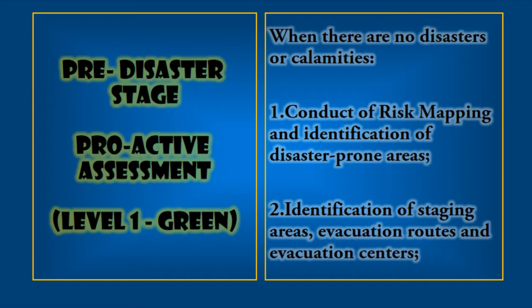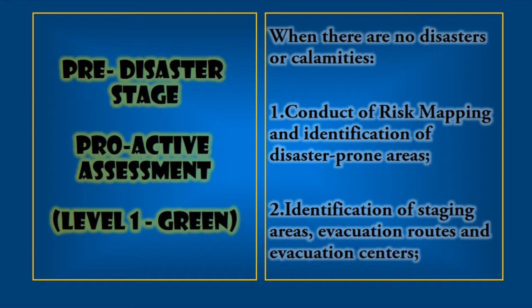So kailan ito? Ano yung gagawin in cases or in times of pre-disaster stage? So when there are no disaster or calamities, 1 is to conduct of risk mapping and identification of disaster-prone areas. Okay? So pwede nating maging study dyan is yung geographical location ng area. Okay? Yung lupa, okay? Yung level ng lupa, or yung kung malapit ba sa mga ilog, malapit sa mga dam, okay? Malapit sa ocean. Okay? So yun yung i-studyhin natin.